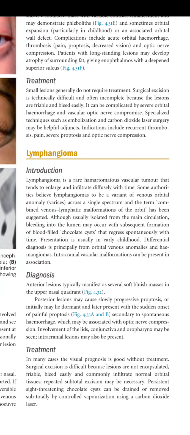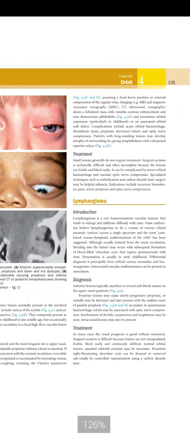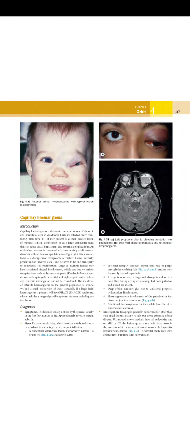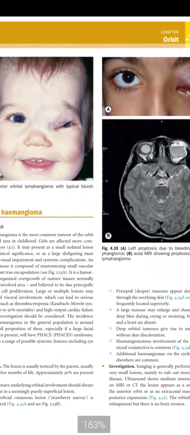Persistent sight-threatening chocolate cyst can be drained or removed subtotally by controlled vaporization using a carbon dioxide laser. So if there is a recurrent formation of a chocolate cyst, you can use the carbon dioxide laser for the vaporization, and this is how we treat the lymphangioma. Basically, you treat varices and lymphangioma with observation until it is necessary to remove the lesion through surgery.